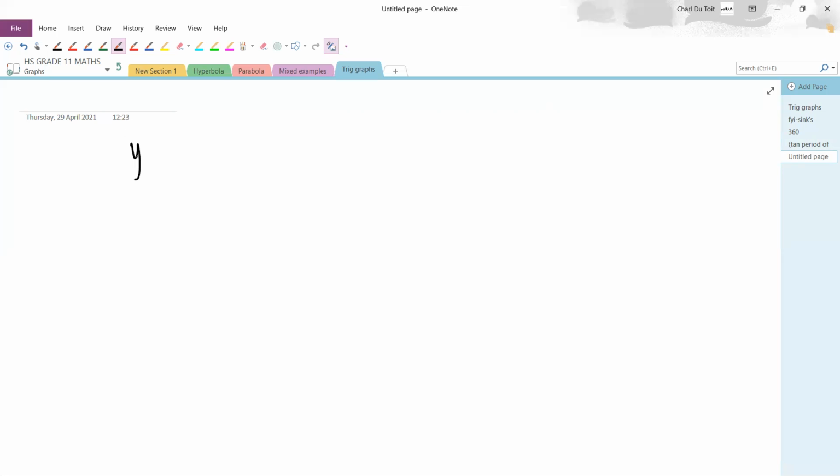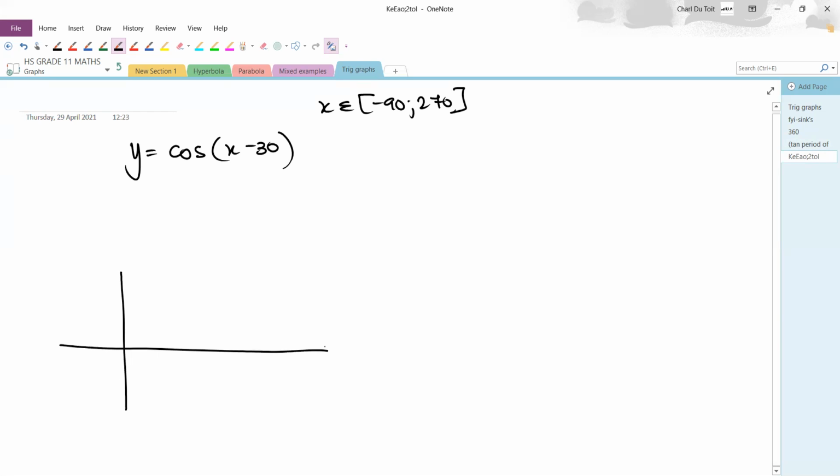So say for instance, we have y equals cos of x minus 30 degrees. And we have to draw that graph if x is an element of negative 90 to 270. How are we going to draw that graph? Have you worked with trig graphs moving left and right? No, sir. Okay, good. We're going to do this again. We're going to start with a normal cos graph as a reference.